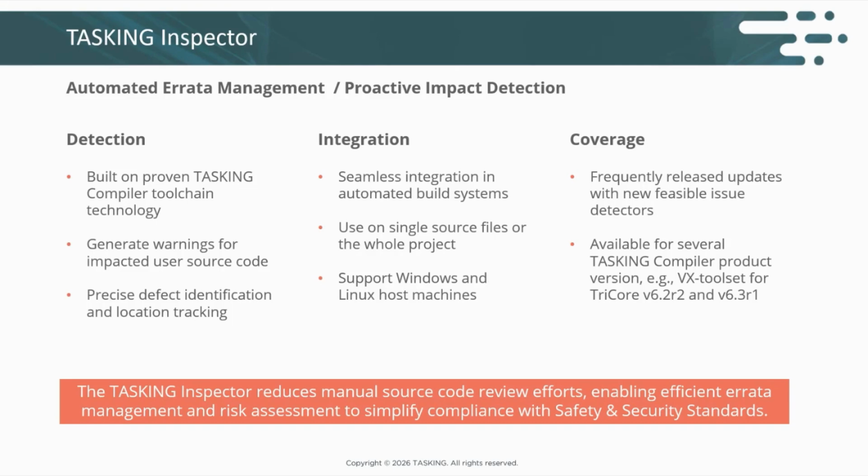Probably the most important point is the way how the Tasking Inspector is able to detect if your source code is affected from a tool malfunction. Technically, it's based on the proven Tasking compiler technology. It is enriched with so-called detectors, which are able to identify if the user source code is impacted from a known issue. As you know it from our compiler, whenever impacted user source code is identified, an inspector-specific warning is generated, which finally allows a precise defect identification and tracking.